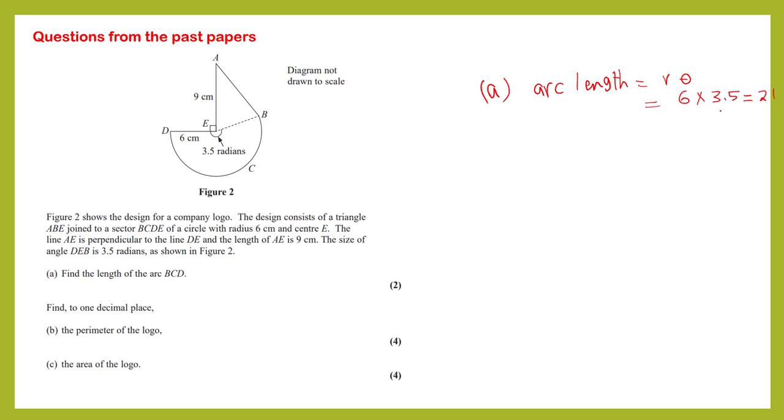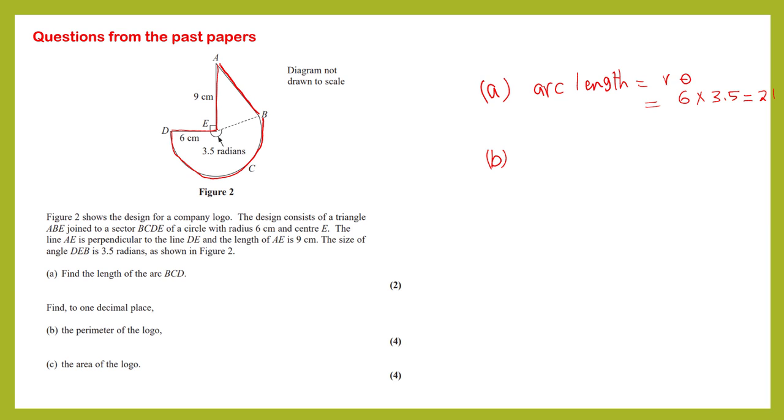And don't forget to change your calculator into radians measure by pressing shift mode, then choosing number 4 to put the calculator on radians. This is for part A. Part B, we need to find the perimeter of the logo. So to get the perimeter, you need to know the arc length plus the length of this side, the length of this side, and the length of this side.